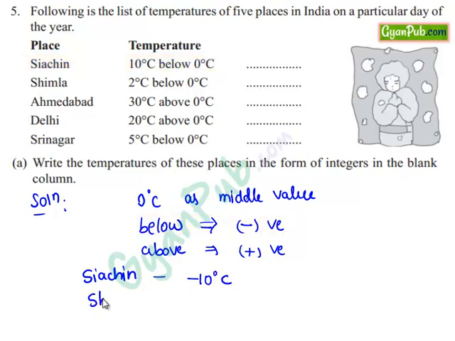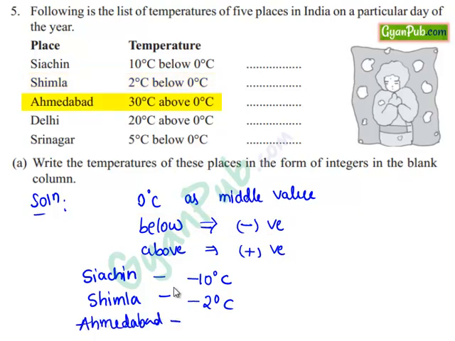Coming to Shimla, Shimla has 2 degrees centigrade below 0 degrees temperature. We know that below 0 degrees values are negative integers. So, Shimla has minus 2 degrees centigrade temperature. Next, moving to Ahmedabad. Ahmedabad has 30 degrees centigrade above 0 degrees temperature. Above 0 degrees values are positive integers. So, Ahmedabad has plus 30 degrees centigrade temperature.